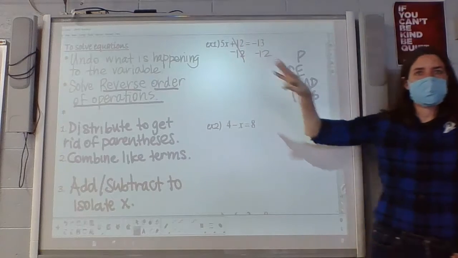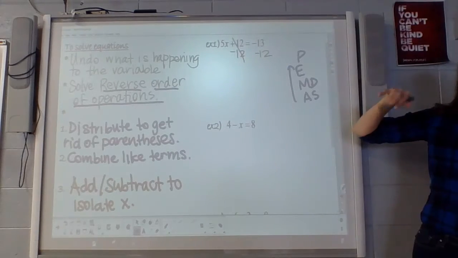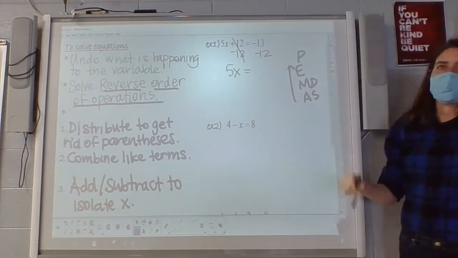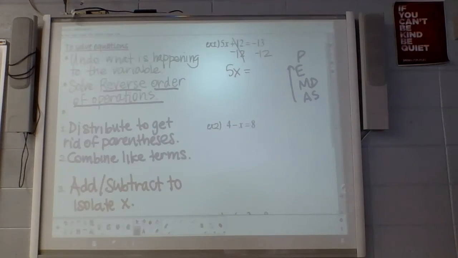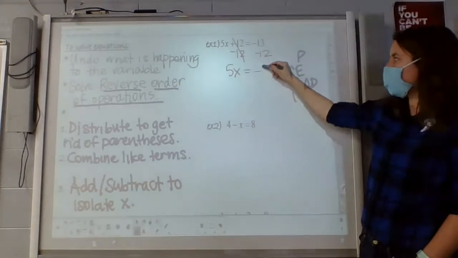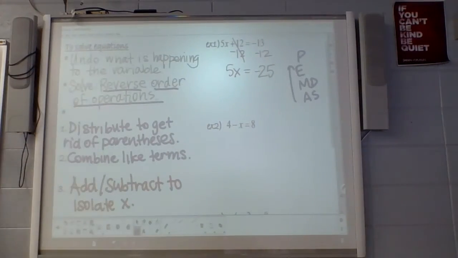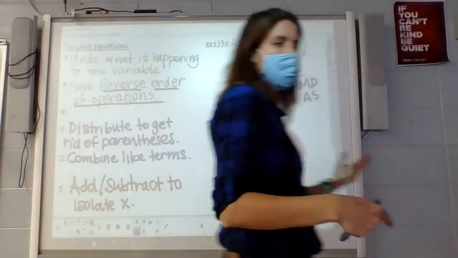So what's left on the left side? 5x. And then what do I have over here? Negative 25. It's a negative 13 and a negative 12, so it keeps getting smaller and smaller. So negative 25, and it's fine to grab a calculator for that. Don't hesitate to do that. I'm not going to look down on you if you have to quickly punch that in. So we added or subtracted to isolate x. Now we're ready to do our next step.